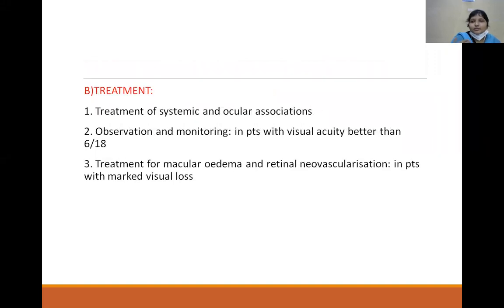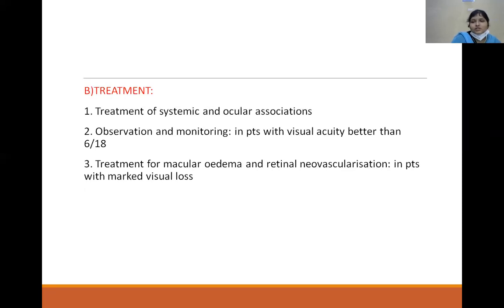So next, coming to treatment. How do you treat a case of retinal vein occlusion? First, when the patient comes, we have to look at the vision. If vision is better than 6/18, then we have to observe the patient carefully. We have to follow up the patient regularly every 1 to 2 months for any occurrence of complications or to monitor the signs of resolution.